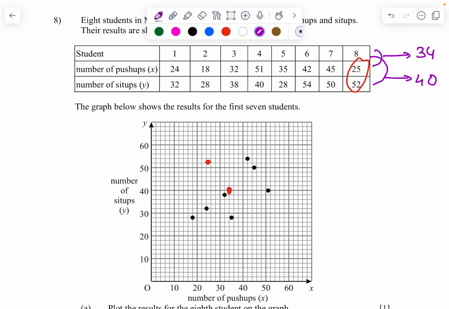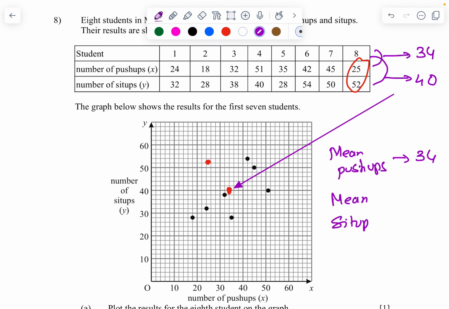Then plot that one. That point is going to be your point. So try to plot the mean for both push-ups and sit-ups. The mean for push-ups is going to be 34, and the mean for sit-ups is going to be 40.